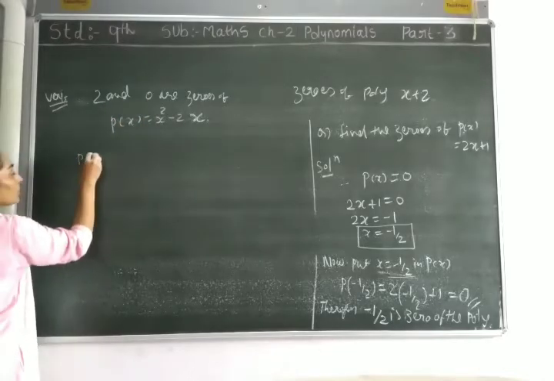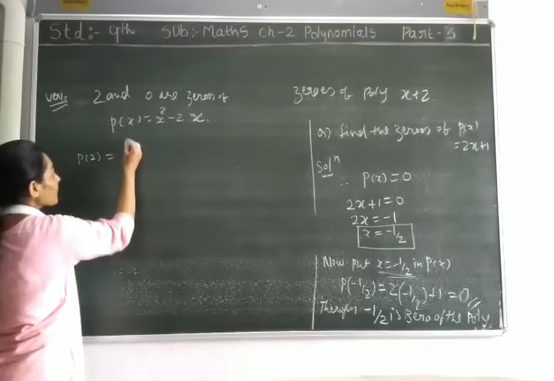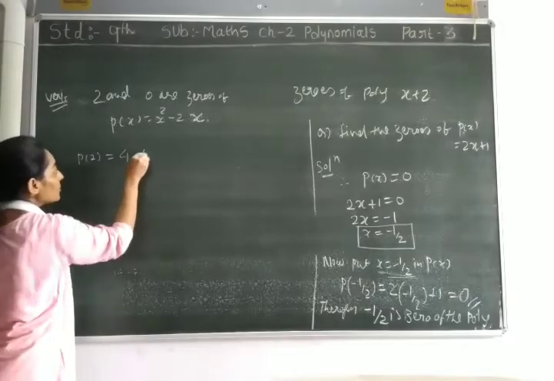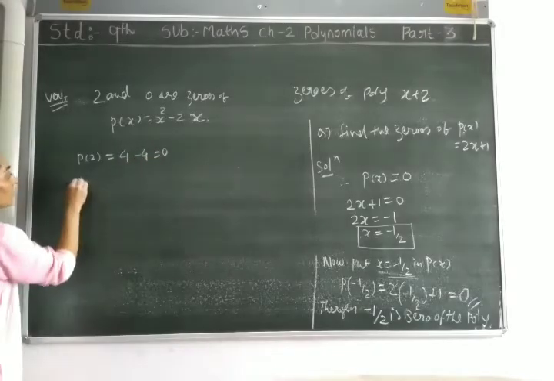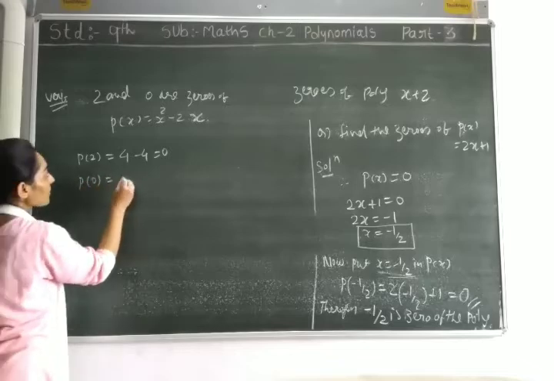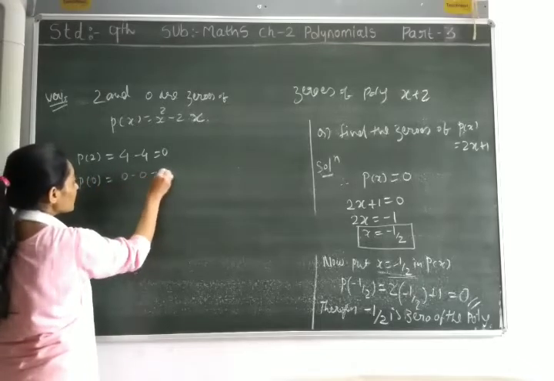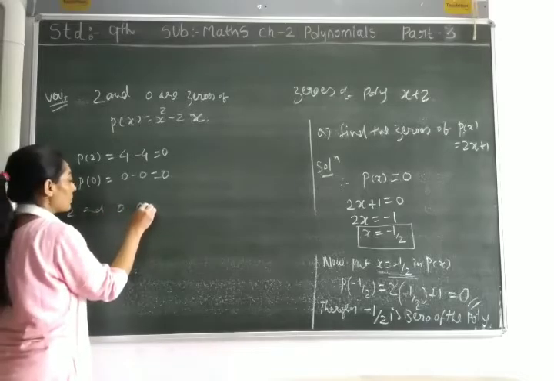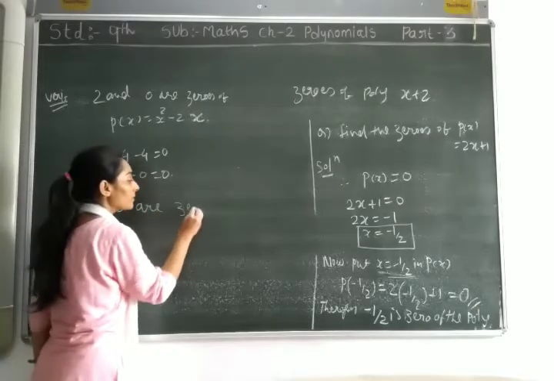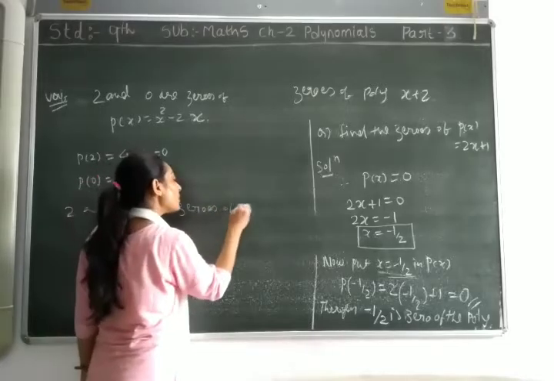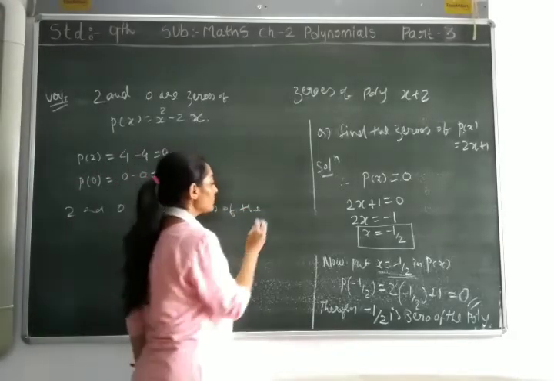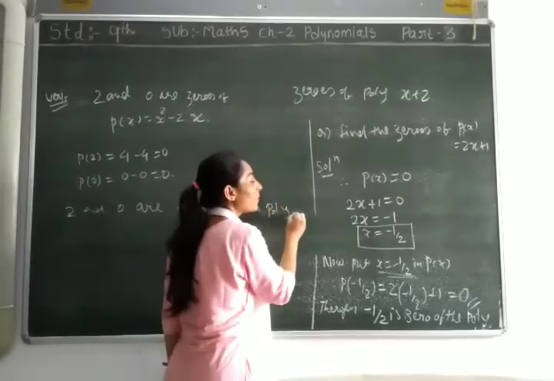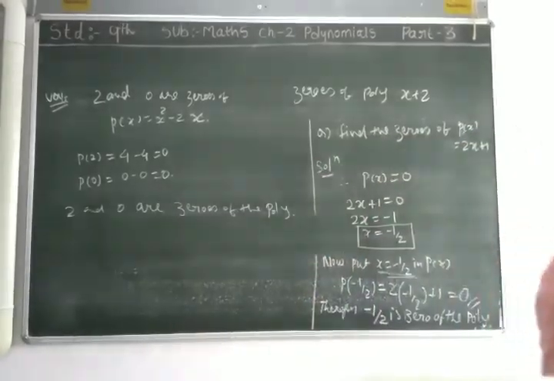Now take 2 over here. So I'm getting 4 minus 4. Yes, I'm getting 0. Now x equals 0, I'm getting 0. It means 2 and 0 are zeros of the polynomial. Both are zeros of the polynomial.